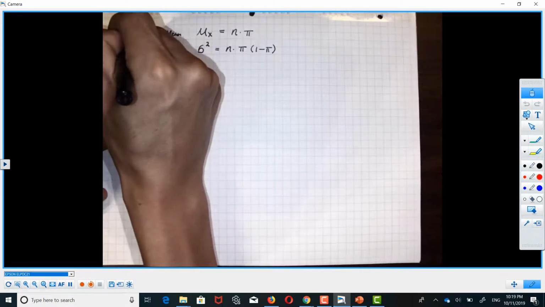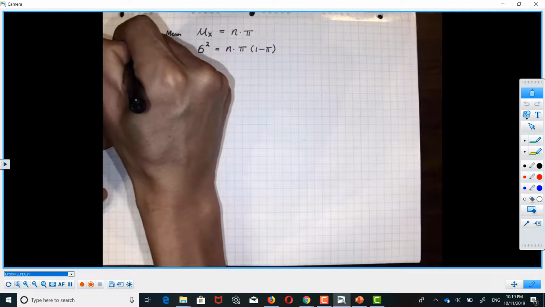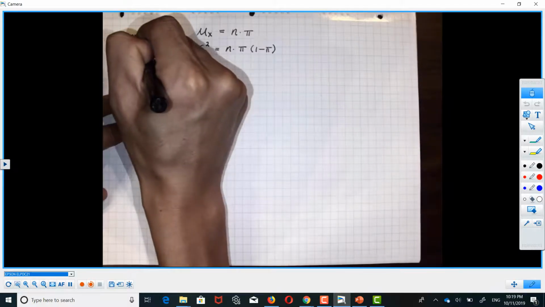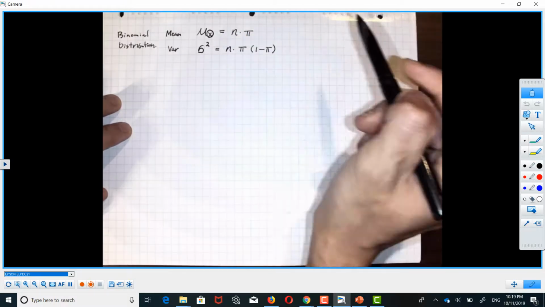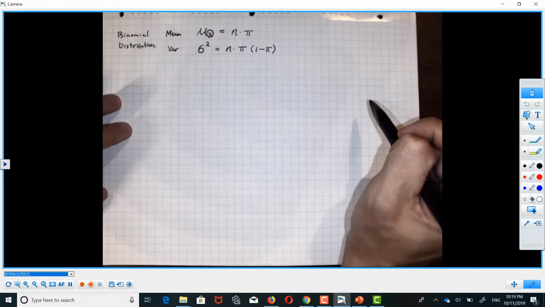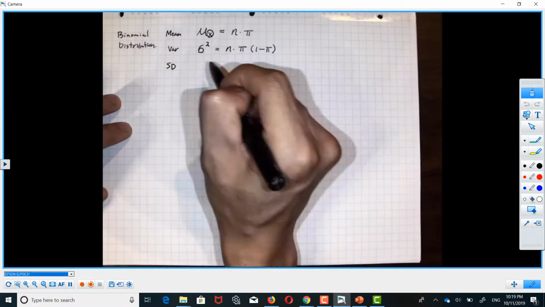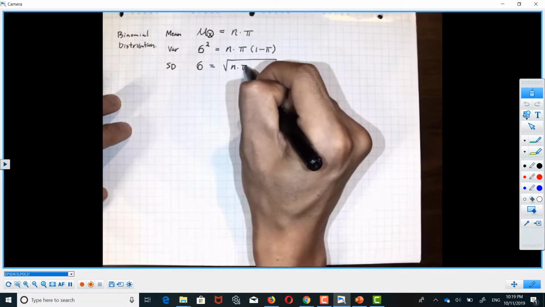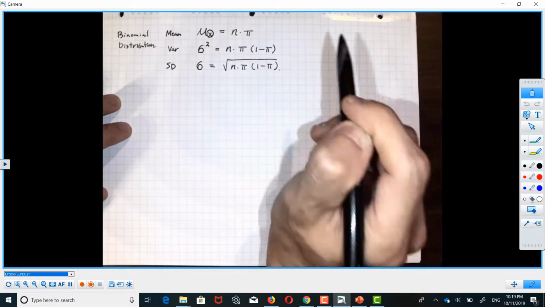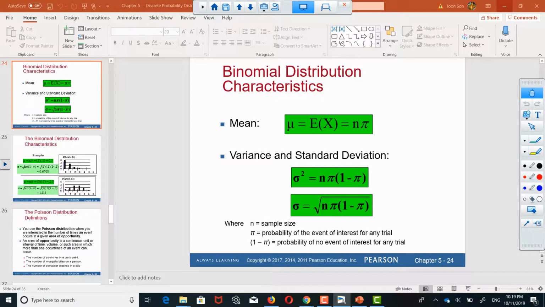By the way, we are talking about the binomial distribution. So you know that this x is a binomial random variable, and the standard deviation, I'll just say SD, is just sigma, which is the square root of n pi times 1 minus pi. Okay, so this is the formula. So this is the variance and mean.